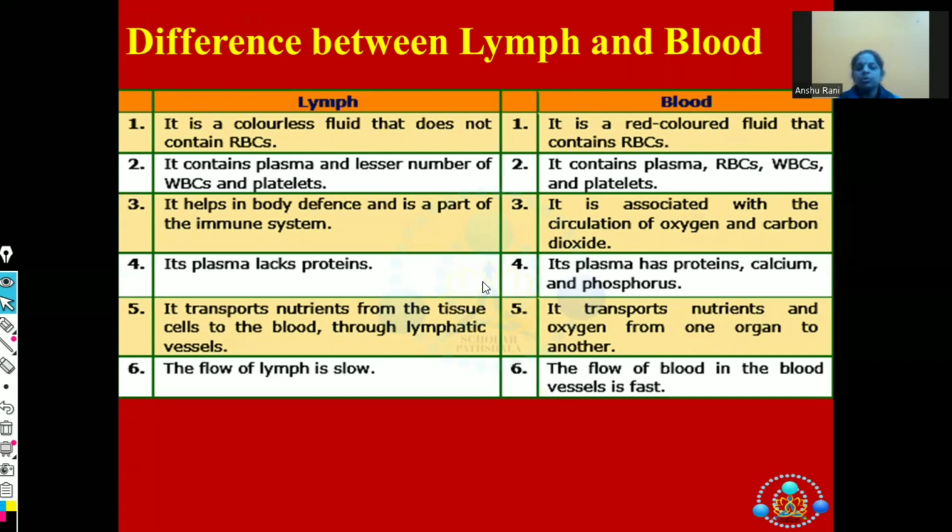Lymph transports nutrients from tissue cells to the blood through lymphatic vessels. Blood transports nutrients and oxygen from one organ to another. Lymph flow is slow and blood flow is fast.